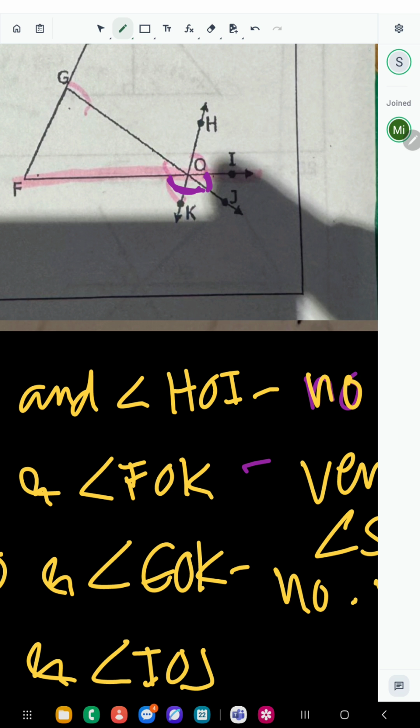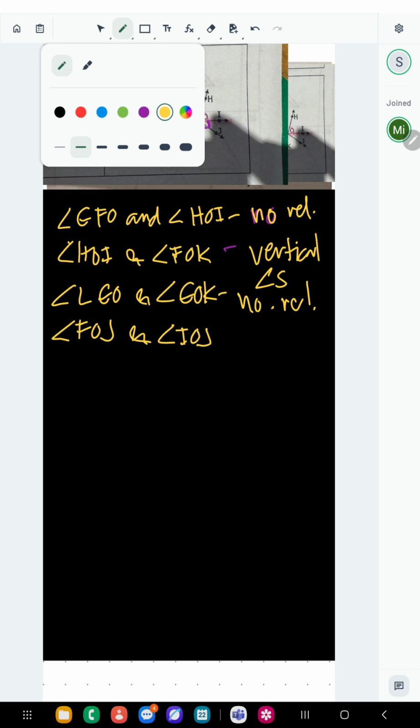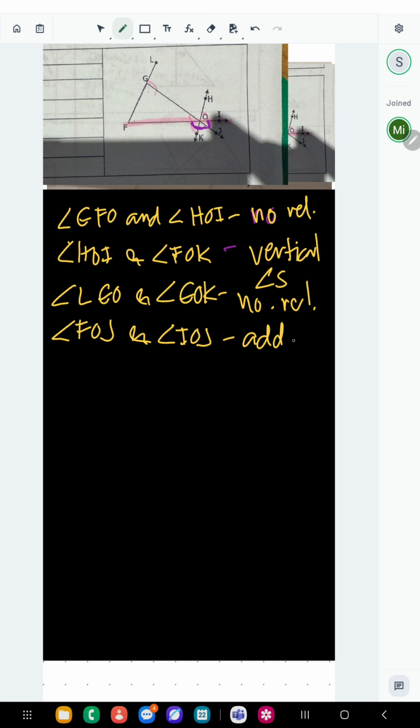They add up to 180 degrees. Can that be a relationship? But we cannot write any specific angle relationship. This is not a corresponding angle, vertical. You can just say they add up to 180 degrees. Can we answer like that? Let me check. FOJ and then IOJ. Yeah, they add up to 180 degrees, assuming that line FI is a straight line.